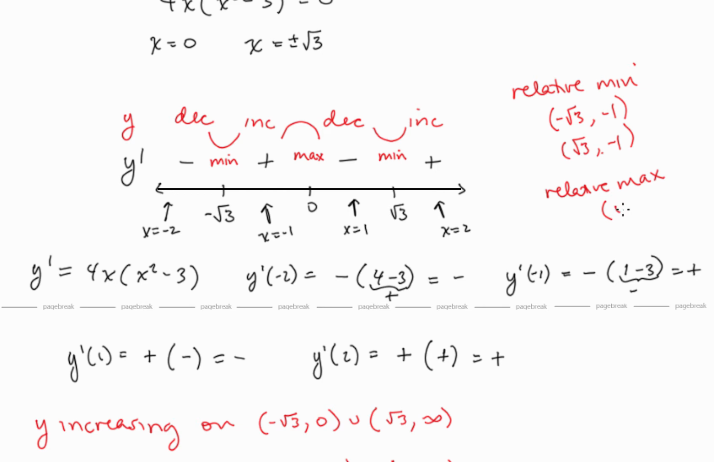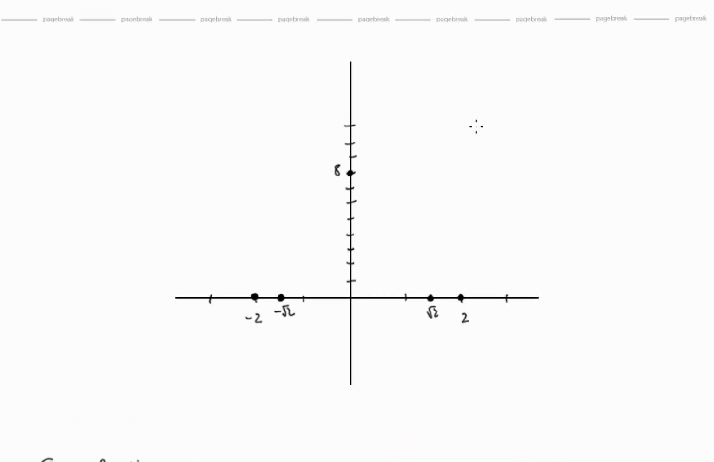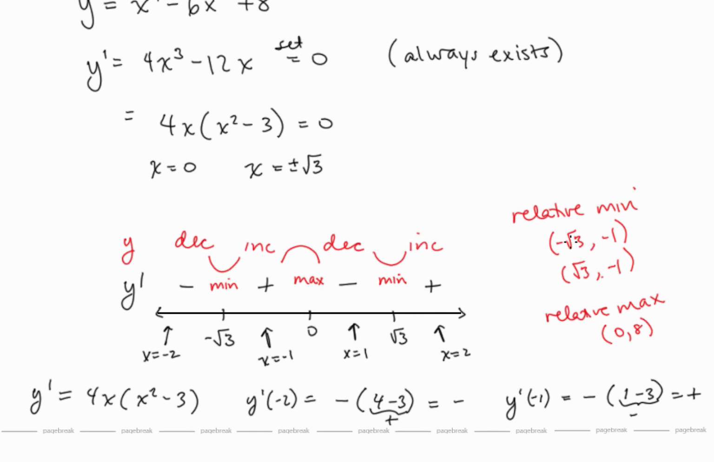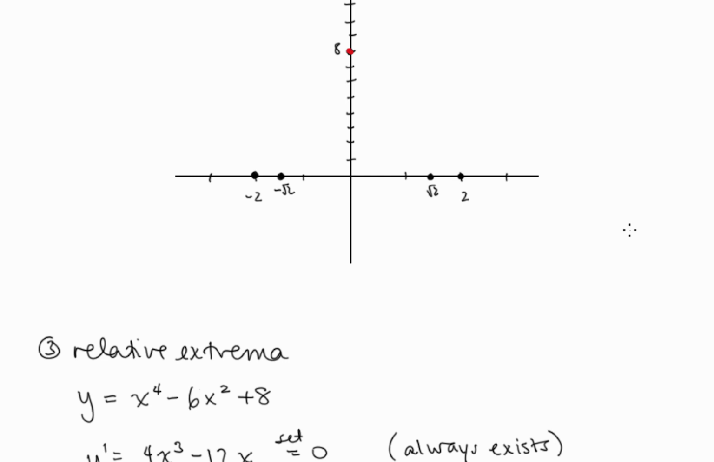That was 0, 8. So now that we have the intervals of increase and decrease and the relative extrema, we need to plot these extrema on our graph. So our relative max is 0, 8, and that's already plotted. That's here, that's our maximum. And we have radical 3, negative 1, and negative radical 3, negative 1. Now we know that 2 is radical 4, so radical 3 needs to be somewhere in between here. So that'll be about here. And similarly for negative radical 3, negative radical 3, negative 1 will be about there.